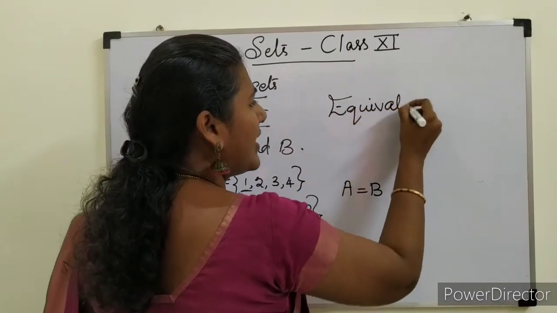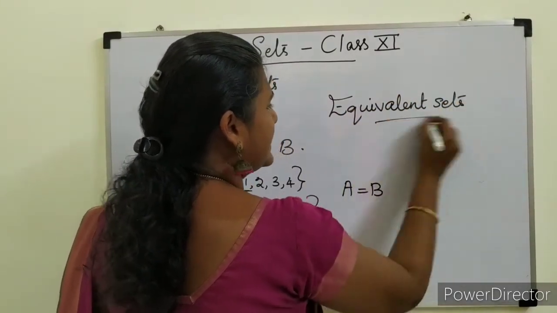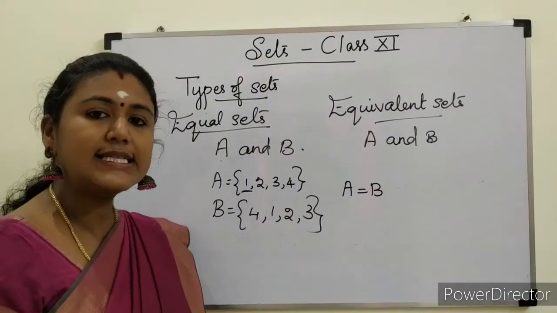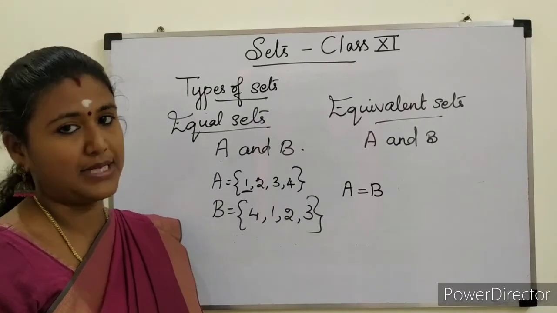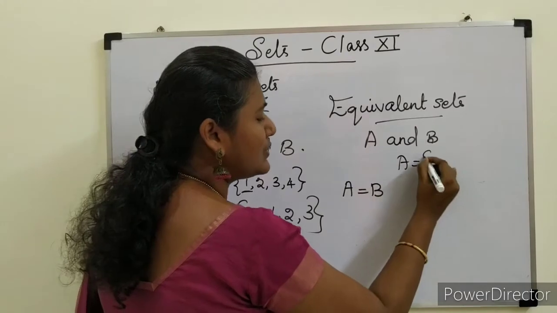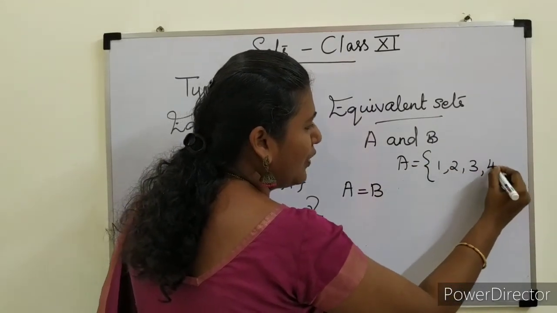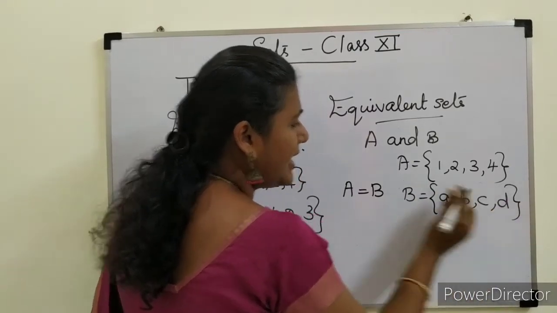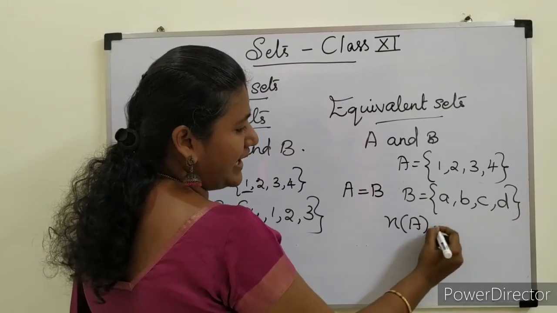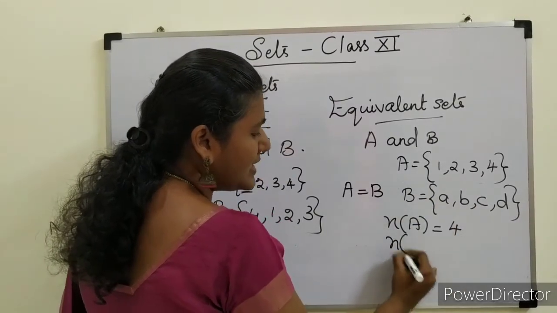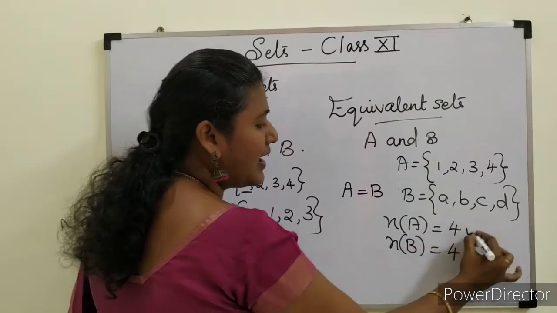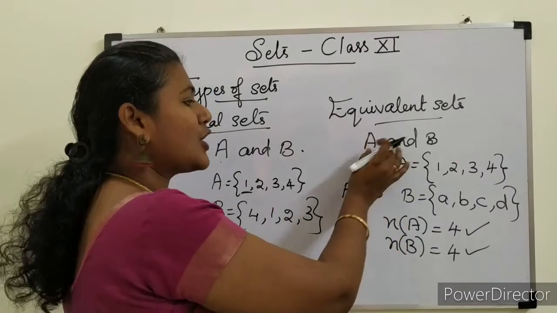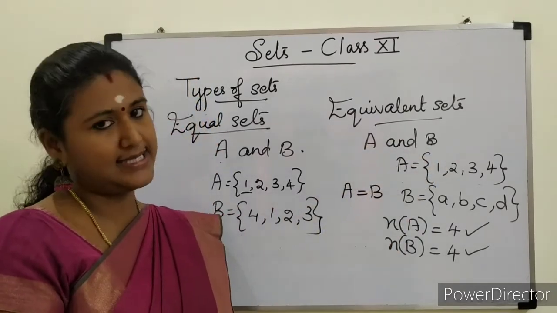What do you mean by equivalent sets? Two sets A and B are called equivalent sets if both the sets have the same number of elements. For example, A = {1, 2, 3, 4} and B = {A, B, C, D}. Here n(A), the cardinal number of set A, is equal to 4 and n(B) is also 4. So sets A and B have the same number of elements, so we can call these two sets equivalent sets.